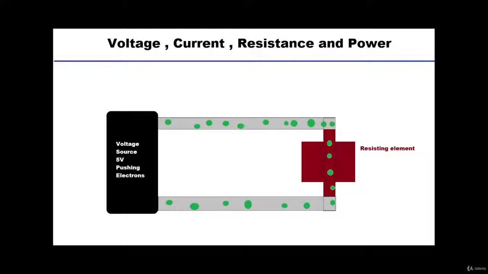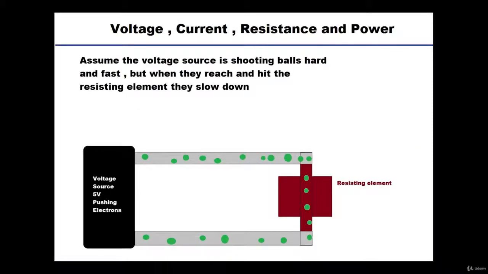So let's look at this picture. What we have is a voltage source and it is rated for 5 volts. Let's assume that it is pushing charges throughout this closed route. The brown device on the right hand side is a resisting element.